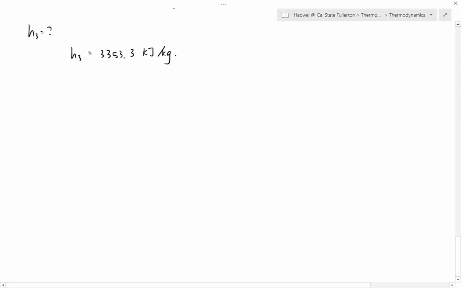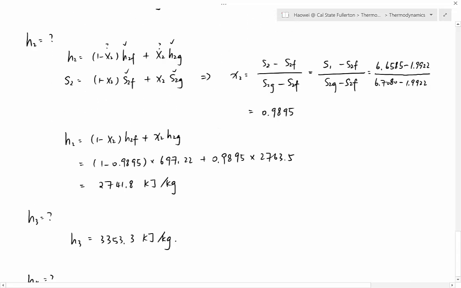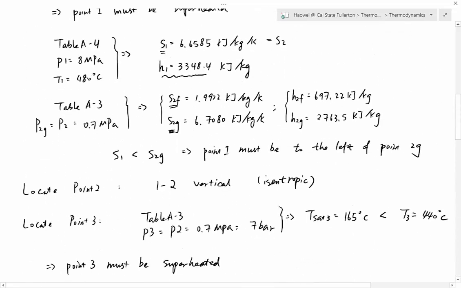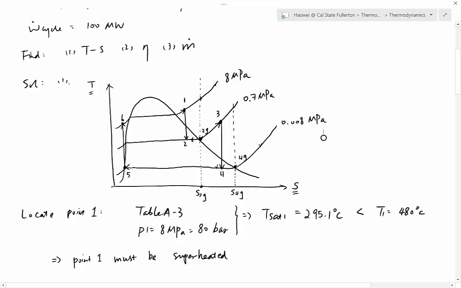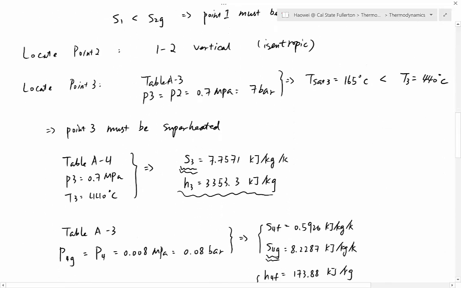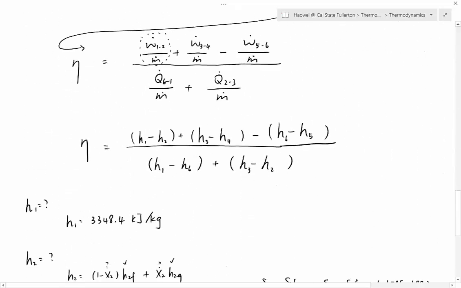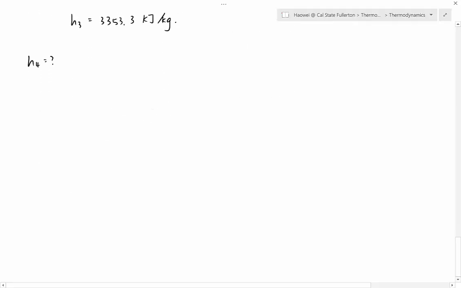Next one, H4. How do we look for H4? Let's take a look. Number 4 is a mixture. Number 4 is within the dome, so you have to find quality first. Essentially you're just repeating what you did for number 2. First of all, look for quality. How do you look for quality? Same old method. It's S4 minus S4F divided by S4G minus S4F.